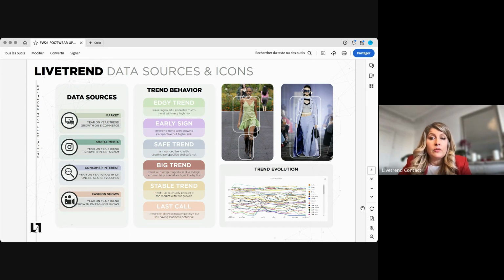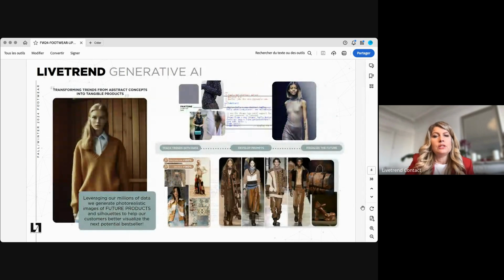If you would like to have more information about our methodology, feel free to ask your question in the chat or at the end of the presentation, and we will explain more. But today, of course, the topic is about the trends. So let's go on, because we have a lot of things to show you.